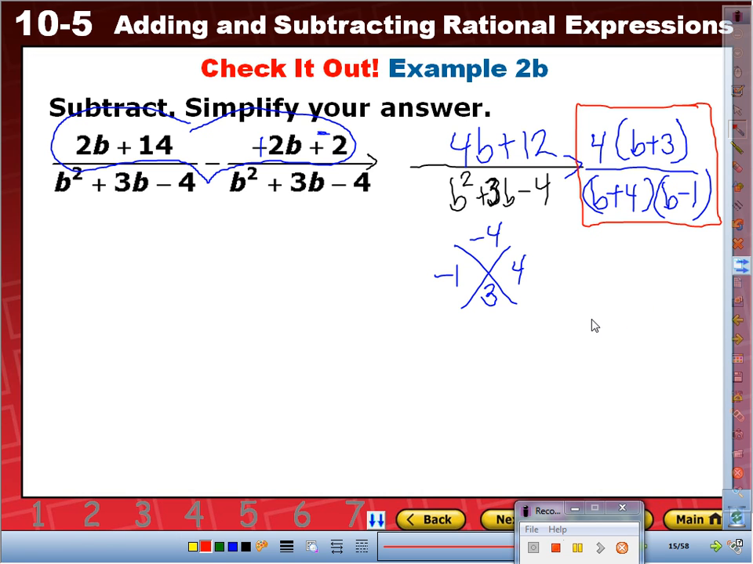No, that's it. No. We only do the 2 times 2 when there's no addition. It's only multiplication. Here there's addition, so we don't break that down. Okay, so that's adding and subtracting using common denominators.